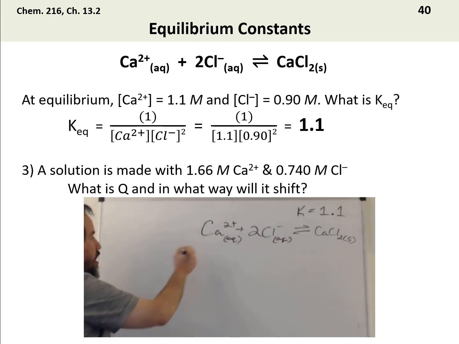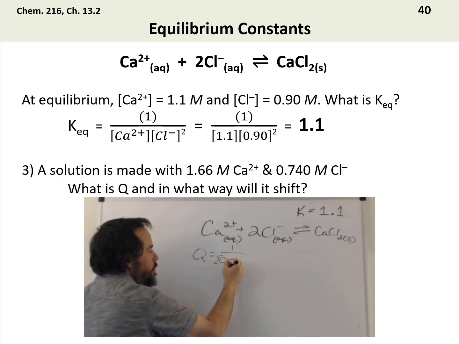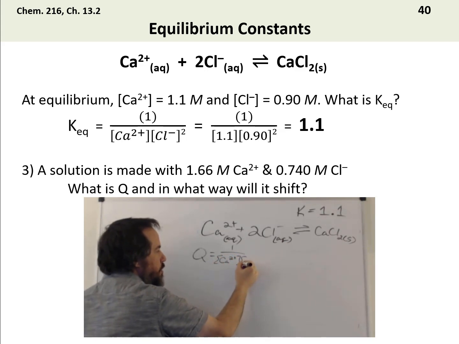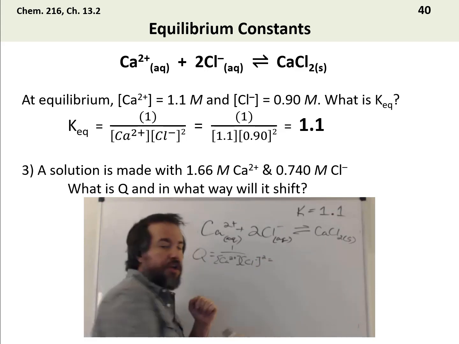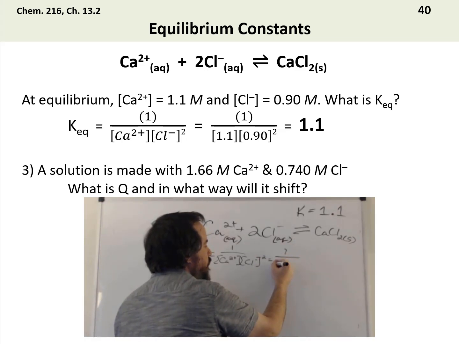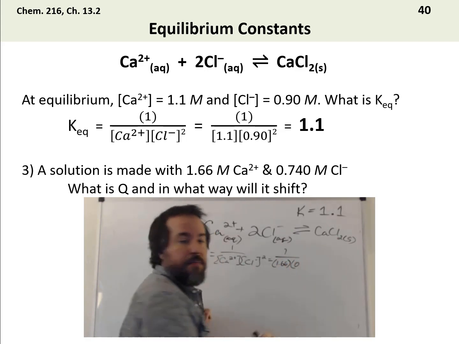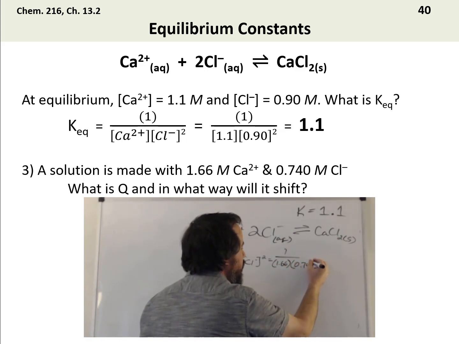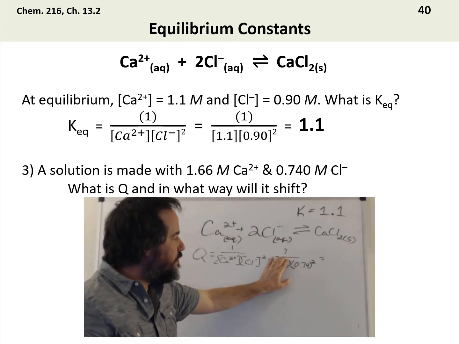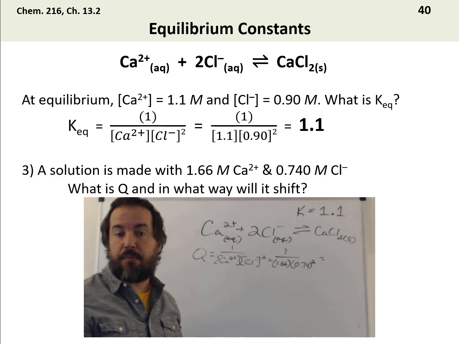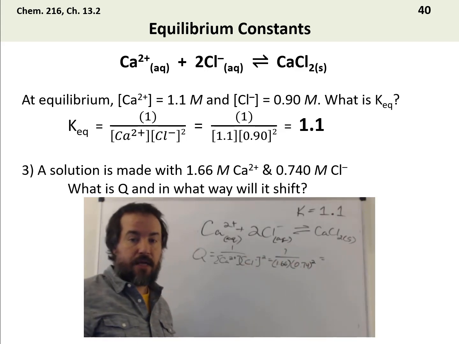So I have there my Q equals 1 over calcium times chloride squared. So I can plug in the values. 1 over 1.66 times 0.74 molar squared. Make sure you're squaring the 0.74 and then you're multiplying by the 1.66. You're not multiplying these. Okay.